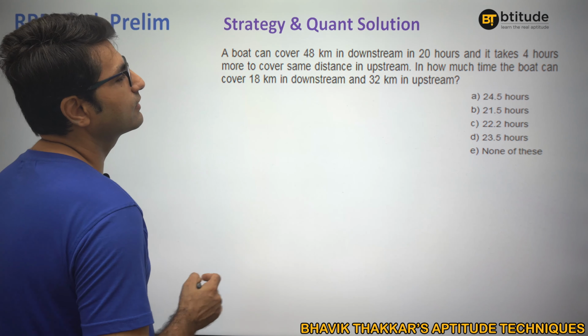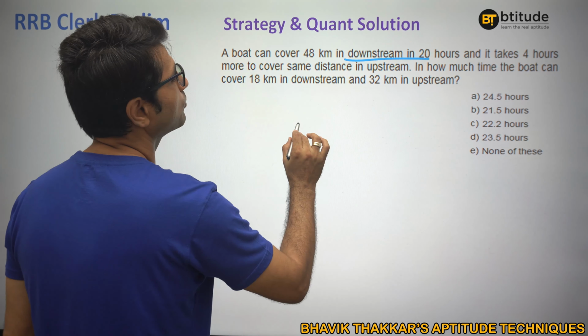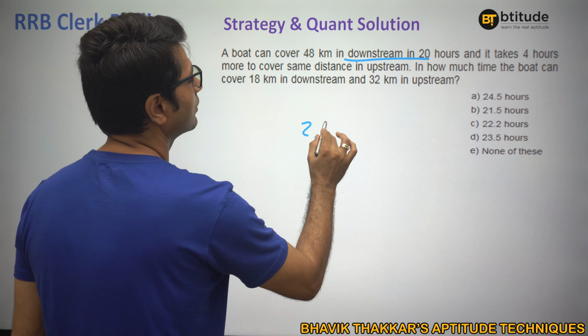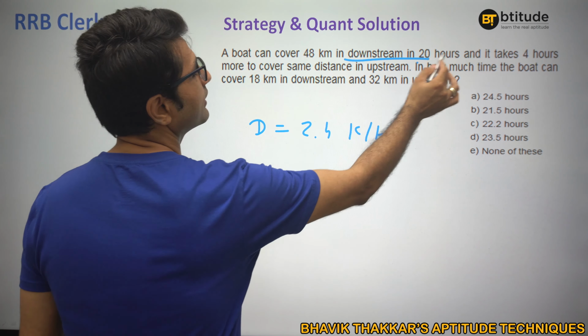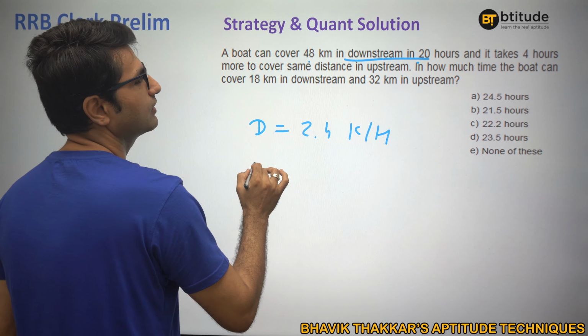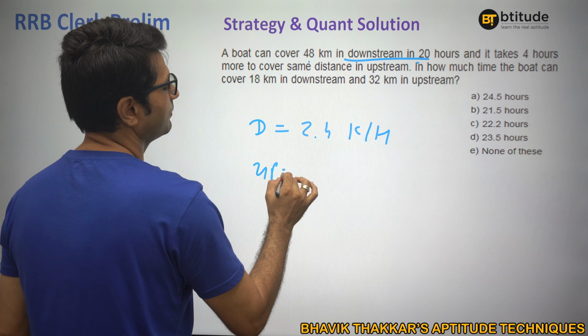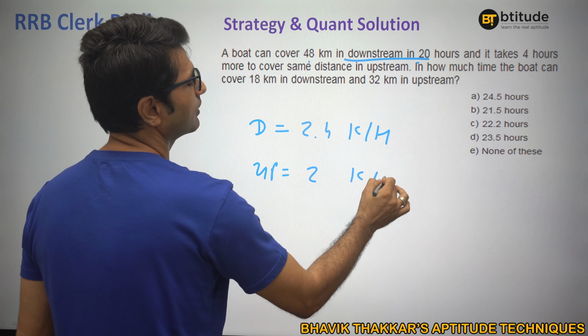48 km in 20 hours. So downstream speed will be what? 2.4 km per hour. That is your downstream speed. And it takes 4 hours more. So 24 hours for 48 km. So upstream speed will be 2 km per hour.